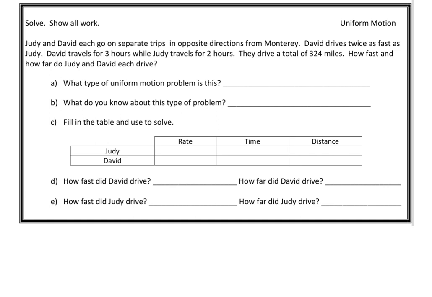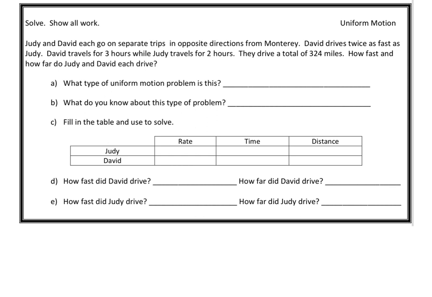This says Judy and David each go on separate trips in opposite directions from Monterey. David drives twice as fast as Judy. David travels for 3 hours while Judy travels for 2. They drive a total of 324 miles. How fast and how far do Judy and David each drive?